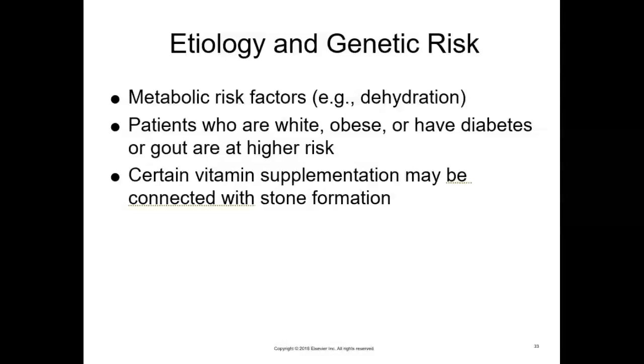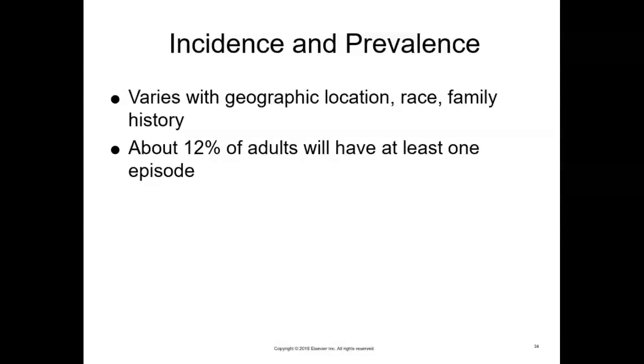Patients who are white, obese, or have diabetes or gout have increased risk for initial stone formation. The incidence of stone disease is high and varies with geographic location, race, and family history. The incidence of most stone types is higher in men, although struvite stones are twice as common in women.